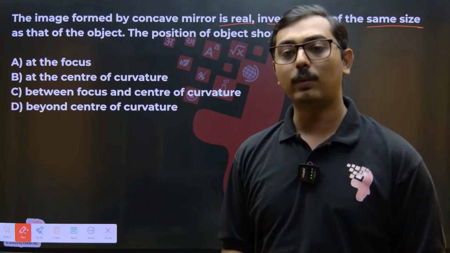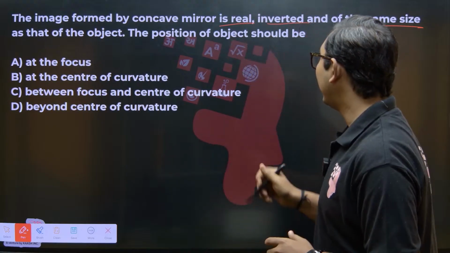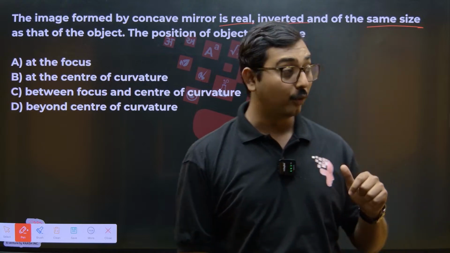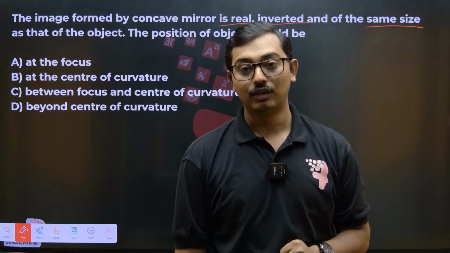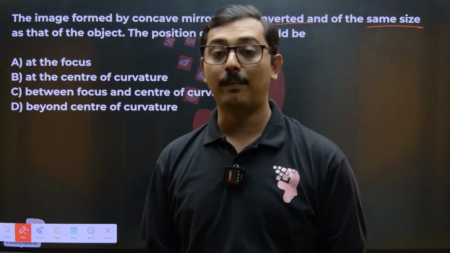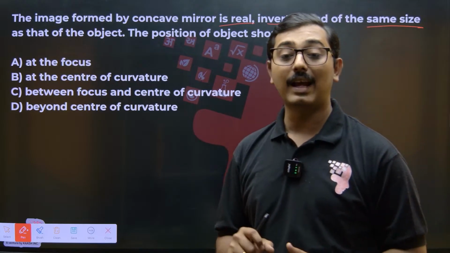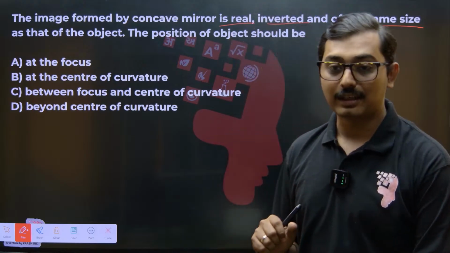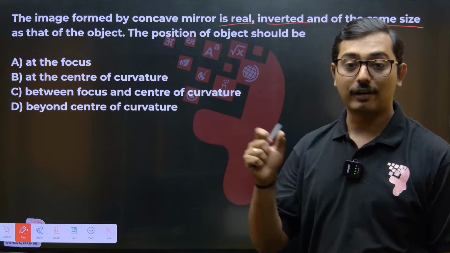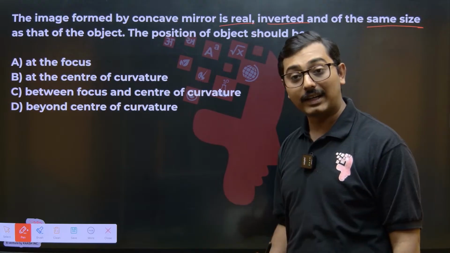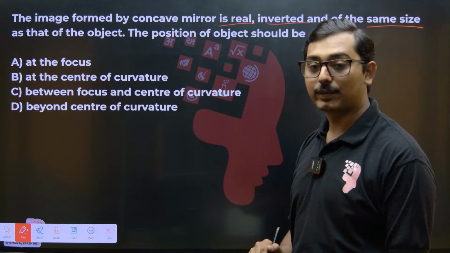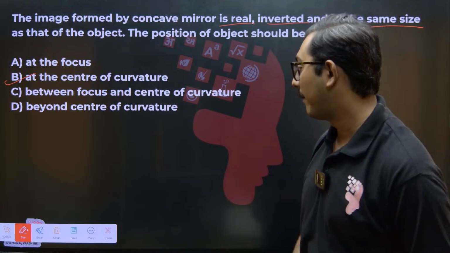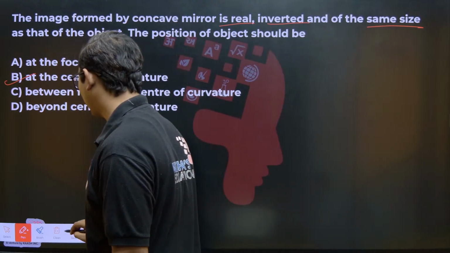Now there are clues given to us in this question: the image formed is a real image, and also an inverted image. And the most important clue is that it is of the same size. A same-size image can only be formed when the object is placed at the center of curvature. When we place the object at the center of curvature, we also get an inverted and real image. So among these options, the answer is at the center of curvature. Now let's move on to the next question.